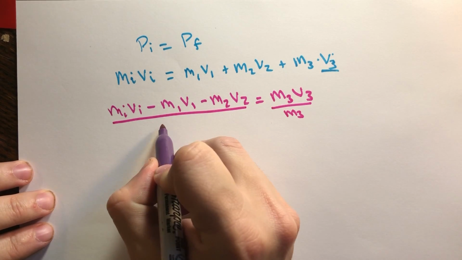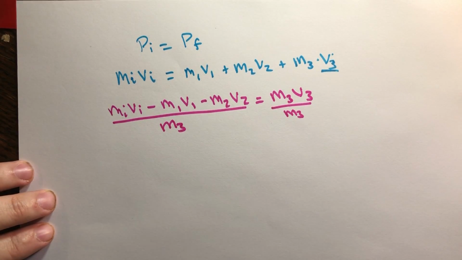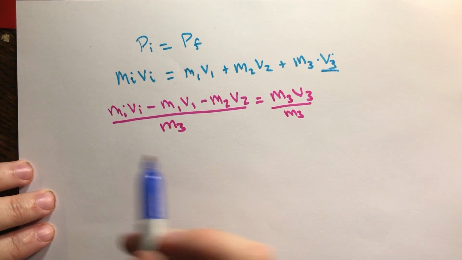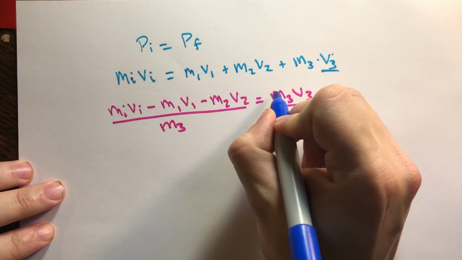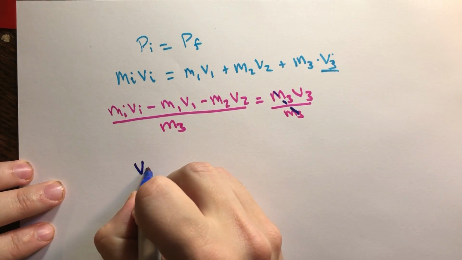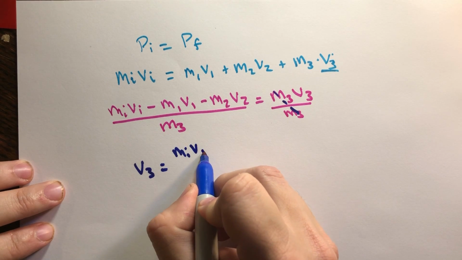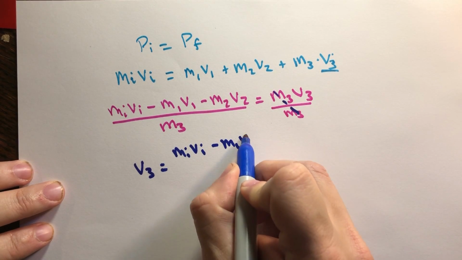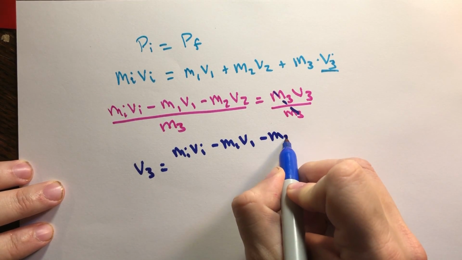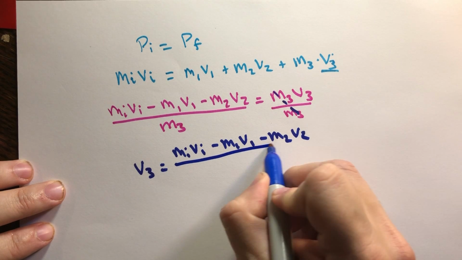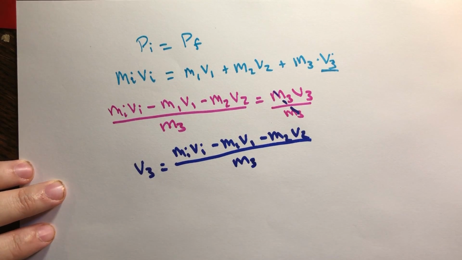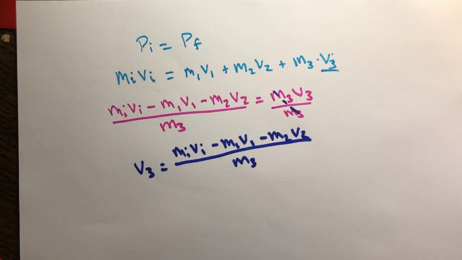But again, we still want to get the velocity by itself, so we divide by the mass of the third piece, because whatever you do to one side, you do to the other. I'm just going to flip it around here, where those are going to cancel out. We get the velocity of the third piece is initial mass times initial velocity, minus mass of the first times velocity of the first, minus mass of the second times velocity of the second, divided by the actual mass of the piece we're looking at. So it looks like a lot, but it's not too bad.